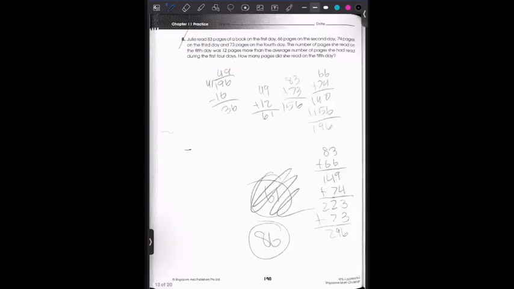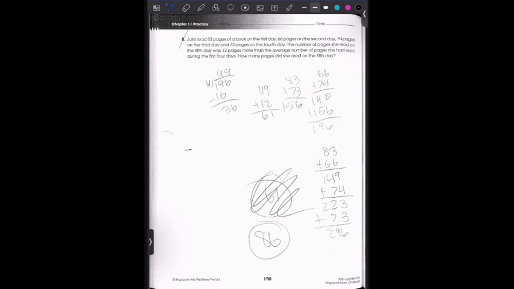Now we're going to solve one more practice problem before we end the lesson today. So Julie reads 83 pages of a book on the first day, 66 on the second day, 74 pages on the third day, and 73 pages on the fourth day. The number of pages she read on the fifth day was 12 pages more than the average number of pages she read during the first 4 days. How many pages did she read on the fifth day?